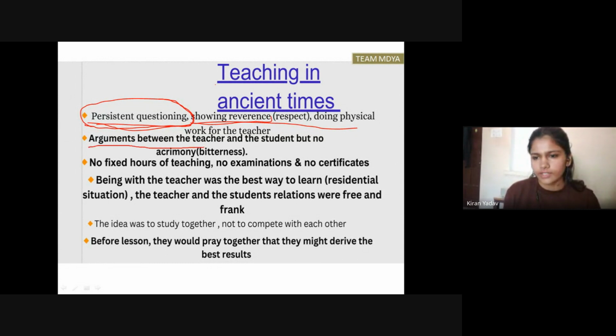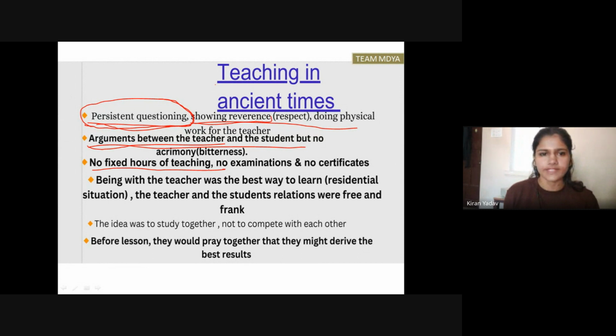Arguments between the teacher and the students, but no acrimony. So in ancient times, there used to be arguments, but healthy arguments. The purpose of that argument was to learn and to grow. No fixed hours of teaching.